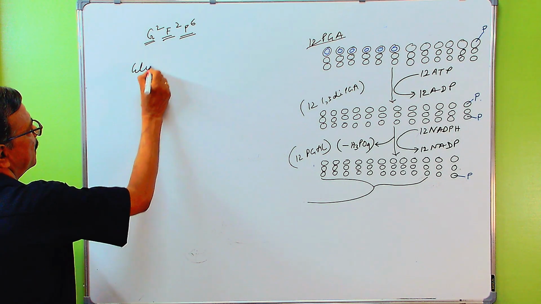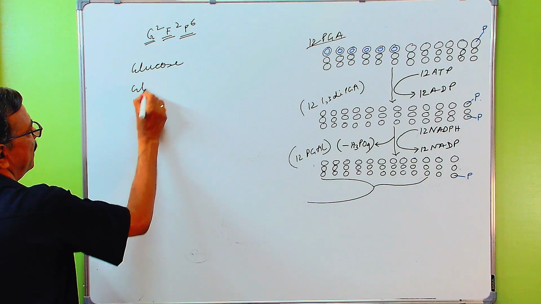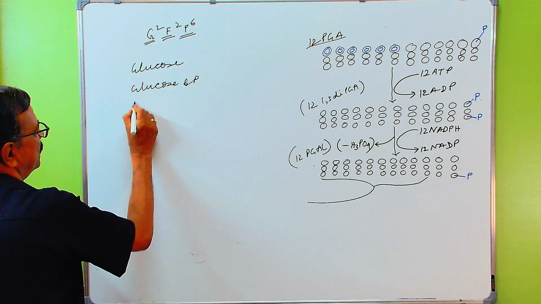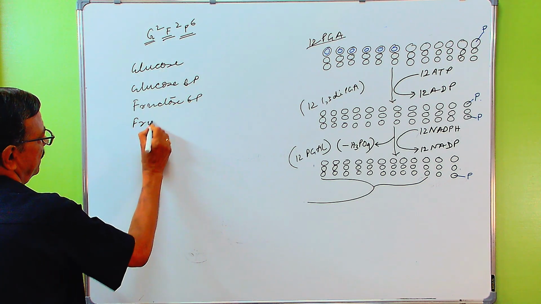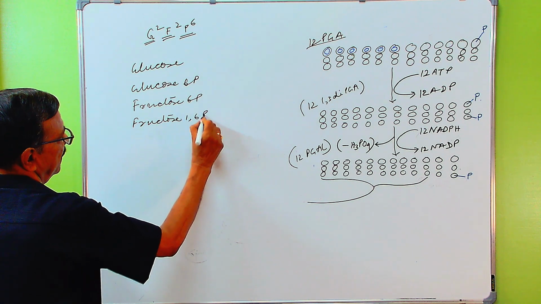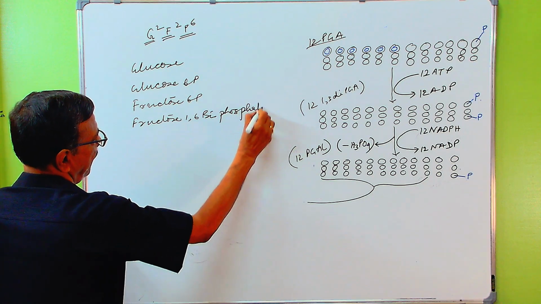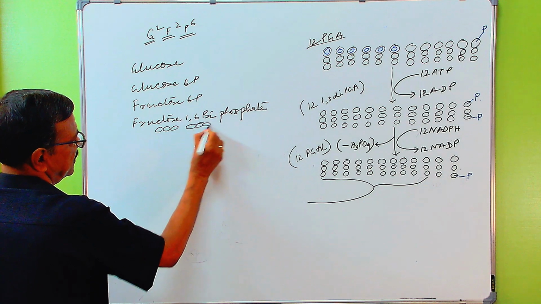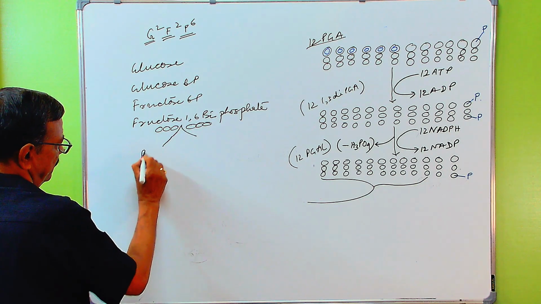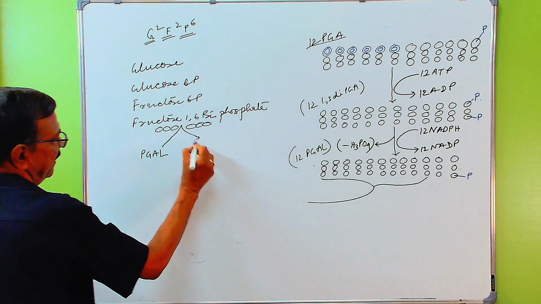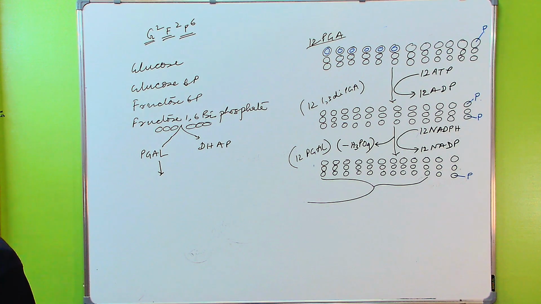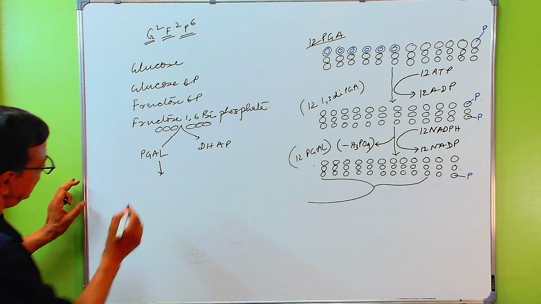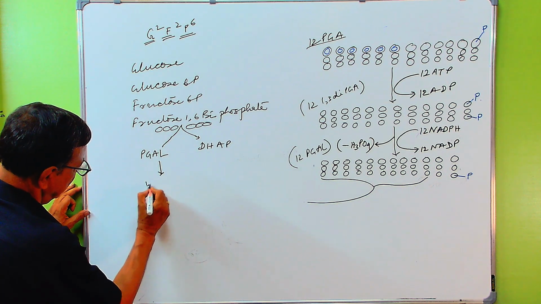Write it in this way. Glucose, then glucose 6 phosphate, then fructose 6 phosphate, then fructose 1,6 bisphosphate. Then this is a 6-carbon compound, 1, 2, 3, 4, 5, 6, and it splits into phosphoglyceraldehyde and dihydroxyacetone phosphate. Then phosphoglyceraldehyde produces 1,3-diPGA.